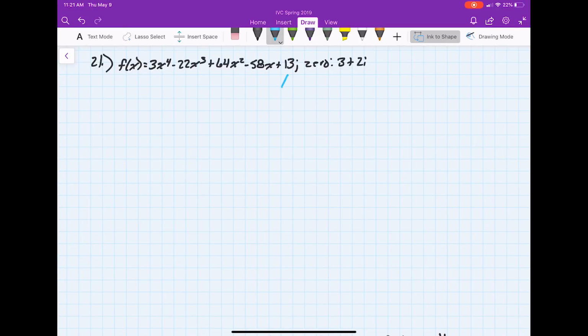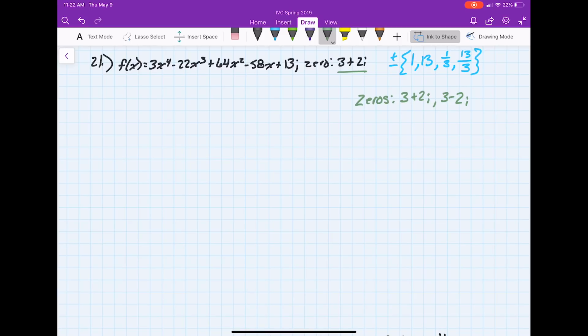21, it's the same thing. So we only have 2 possibles here, 1 and 13. But our leading coefficient also has 2 possibles, which is 1 and 3. So that means we have 1 over 3 and 13 over 3 as pieces that we need to try. So we already have 3 plus 2i, so that means we have 3 minus 2i as well.